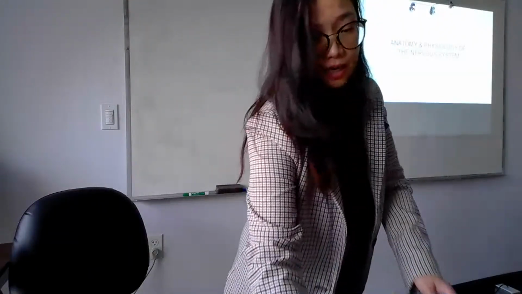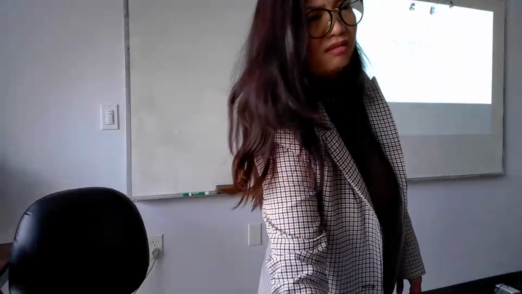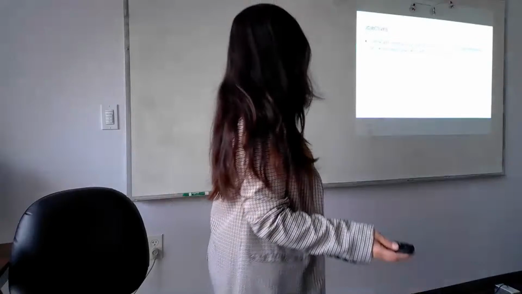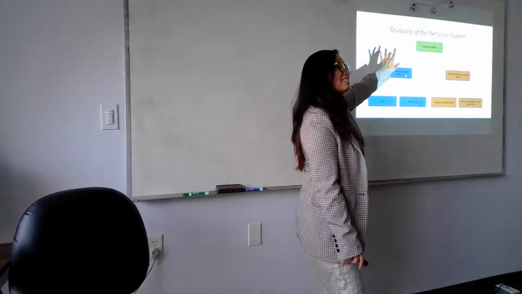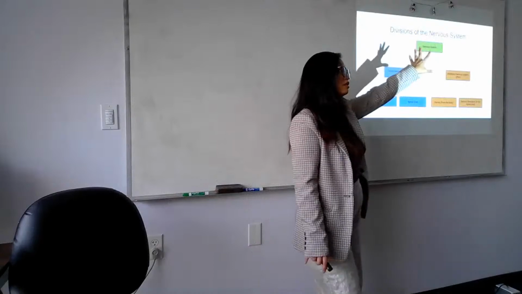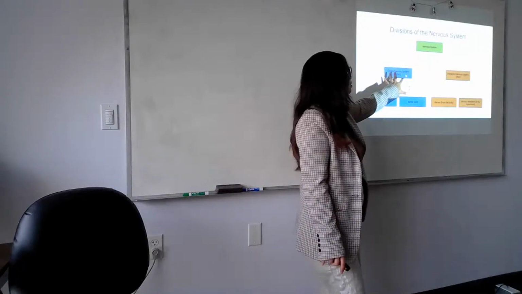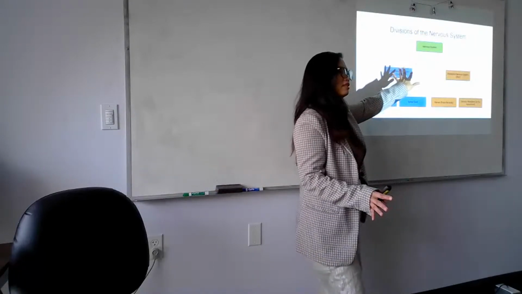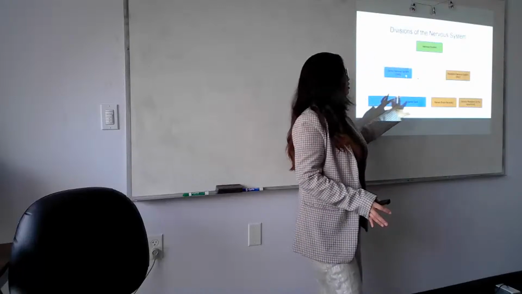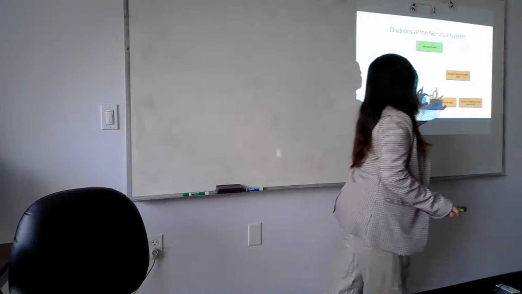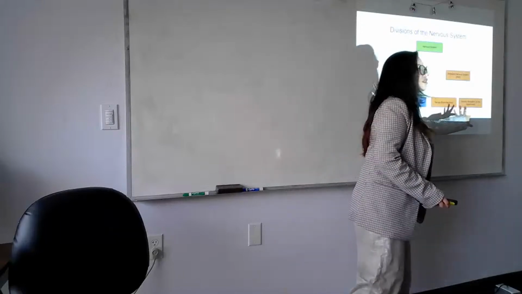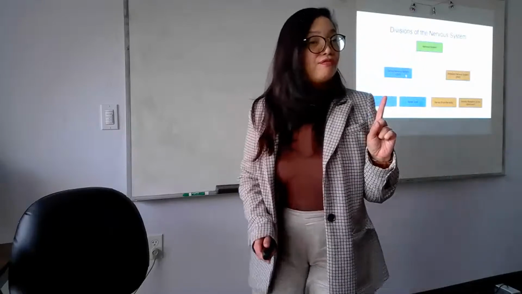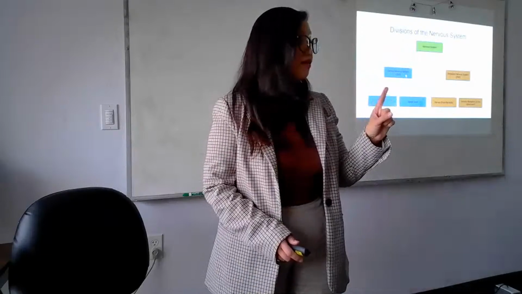So remember, we have the nervous system. Under the nervous system, we have the CNS, the central nervous system, and the peripheral nervous system. Under the central nervous system are the brain and the spinal cord. And then under the peripheral nervous system, we have the nerves and sensory receptors. We talked about afferent and efferent.